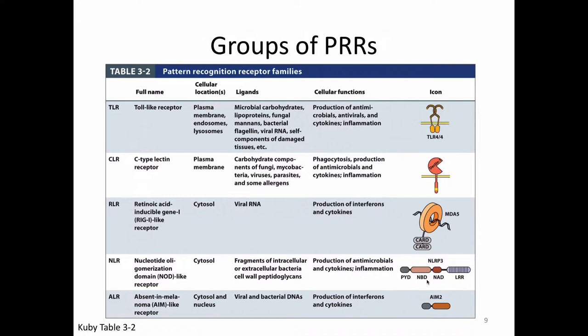Notice that these have differences in terms of their cellular location. So different groups of them are defending different parts of the cell. They are binding to different types of ligands, so they're defending against different types of pathogens, and they're leading to slightly different processes. So as we talk through the different groups, those are going to be big things that we're going to think about.